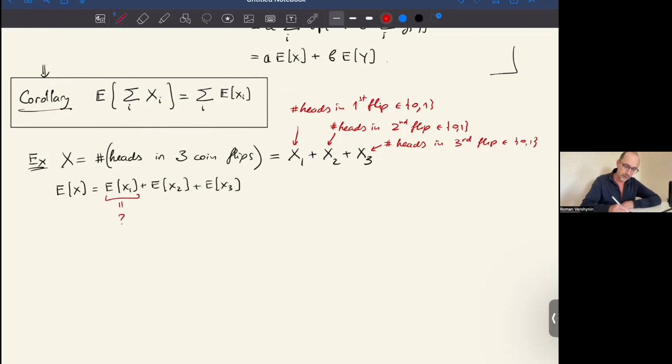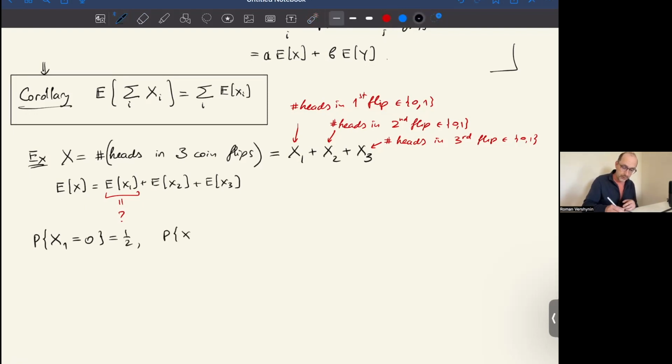Let's compute the expectation of each. x1 is the number of heads in the first flip. So x1 can take on only 2 values, 0 and 1. What's the probability that x1 is 0? That's the probability that the first flip was not a head, was a tail. That is 1/2. And the probability that x1 is 1, the probability that the first flip was a head, is also 1/2. So by definition, the expectation of x1 equals 0 times 1/2 plus 1 times 1/2, which is 1/2.